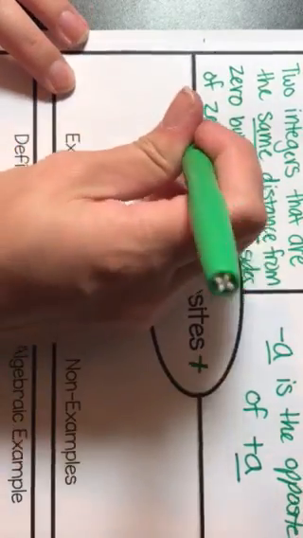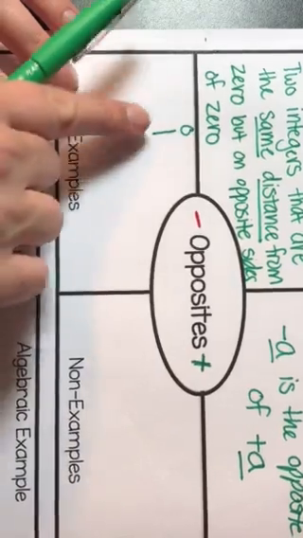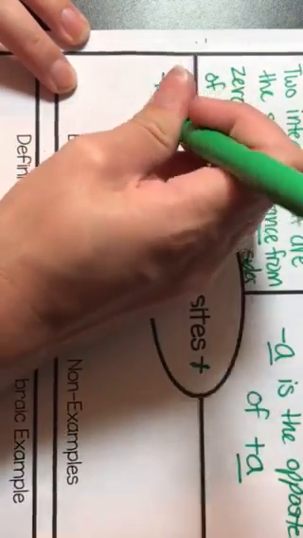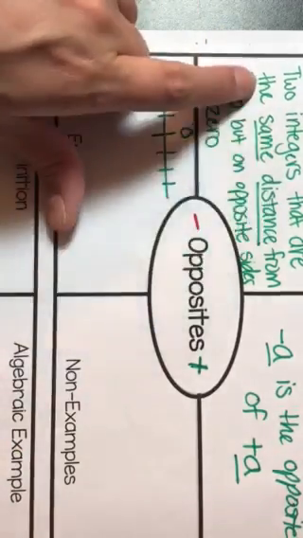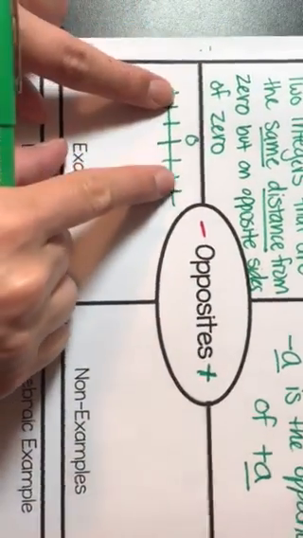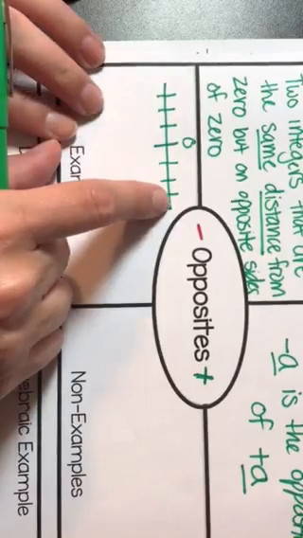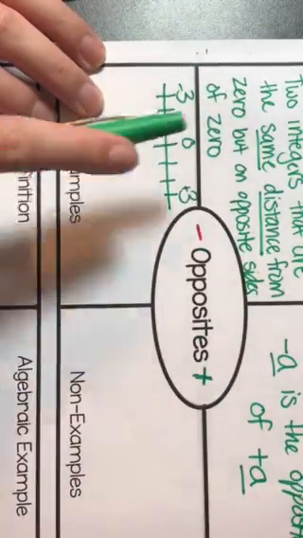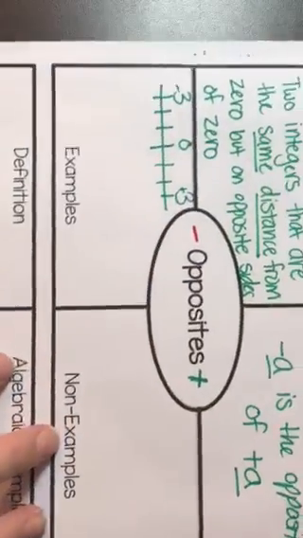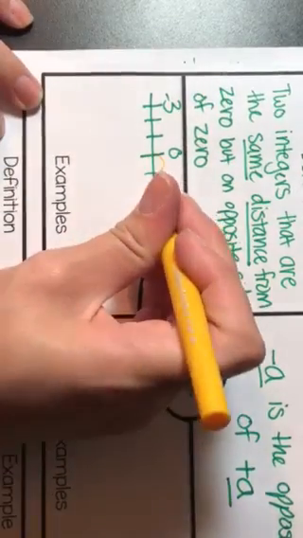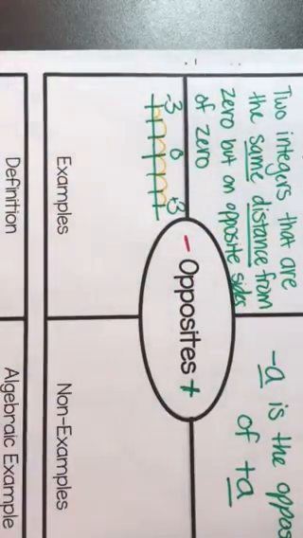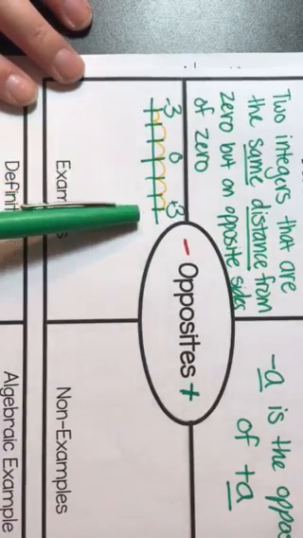If I have a number line, 0 is where I start. Usually it's always in the middle. And if I'm going to follow the rule, there are two integers that are the same distance. They're far away, the same amount of spaces from 0, but are on opposite sides. So positive 3, I'm going to use a different color, is 3 spaces away from 0. And negative 3 is also 3 spaces away from 0. So if I'm just talking on a number line, there's a visual example.